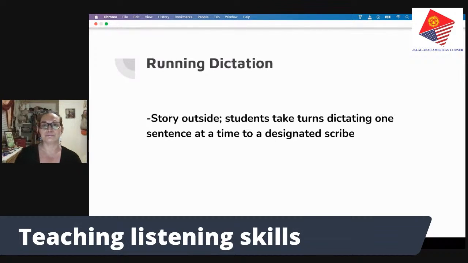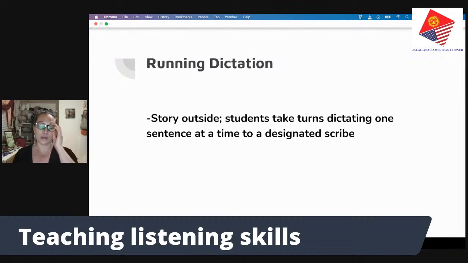Running dictation. You have a story outside that is taped to the wall in the hallway, and you have two different stories, and two groups of students. Depending on how many students you have, maybe you need 3, but I think the class size in Kyrgyzstan is okay, that you can just have 2 groups. And don't make the story too long, maybe a paragraph.